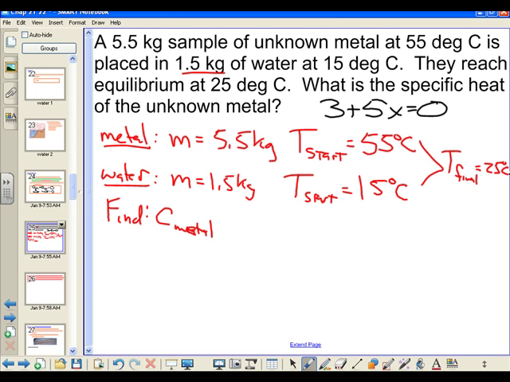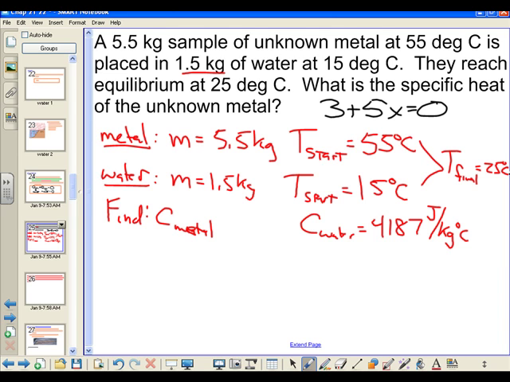Yes, ma'am. What does it say? It says find C of metal. Now, we do know one thing. One thing is a constant. We know C of our water is 4,187 joules per kilogram degrees Celsius. That is the C for water. We know that. That's a fundamental constant of water. And in your lab, you know what the specific heat of water is.